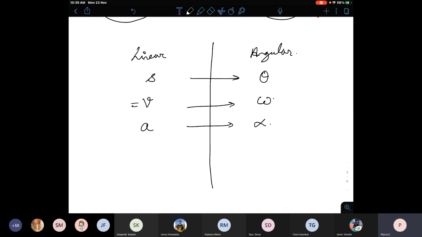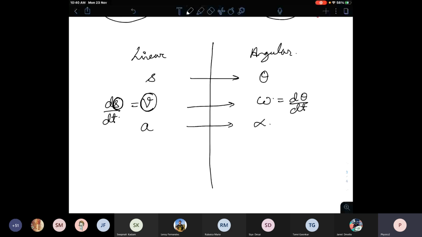Now, even in the definition of these terms, like velocity in linear, the definition of velocity is ds by dt, or delta s by delta t. So here also, omega is defined as d theta by dt. See what we have done: we have just replaced s with theta and v with omega. So there are very good, very vivid similarities between linear and angular motions.